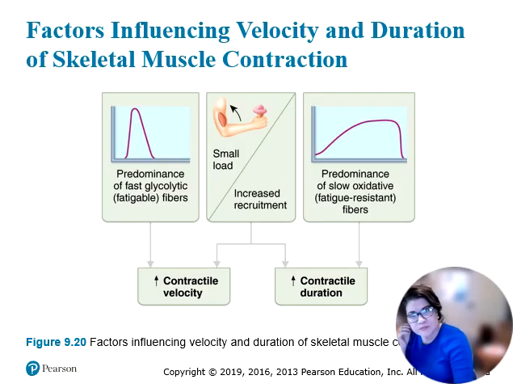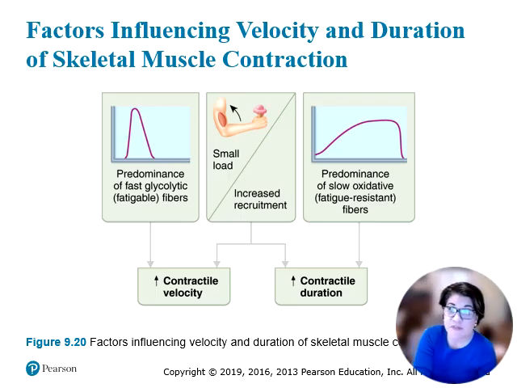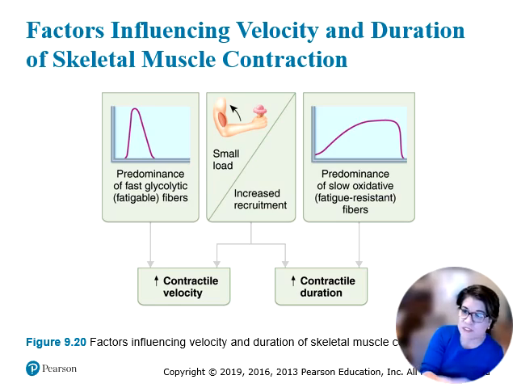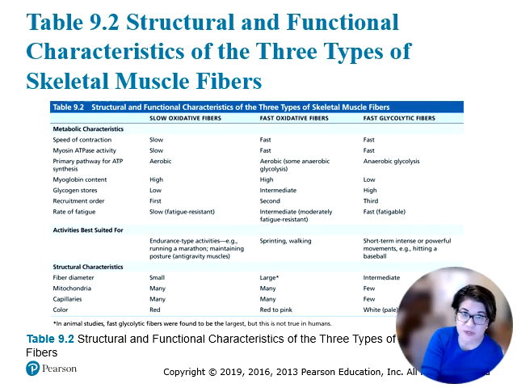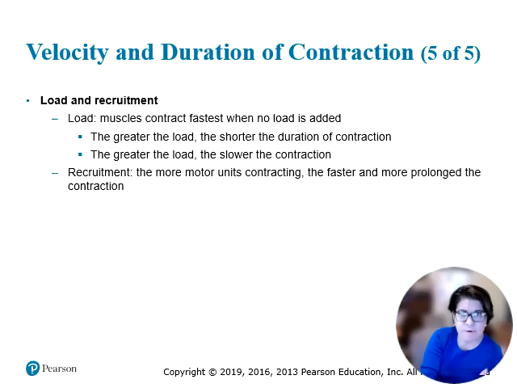So you're looking at contractile velocity and contractile duration, and then it depends on what type of fibers you have. So the ones that are slow oxidative are more fatigue resistant. You can use them longer, but not as intense. And then the fast glycolytic muscles fatigue really quickly, but they're more powerful. Okay, so here's a comparison of each of those. So you can use that to understand all three.